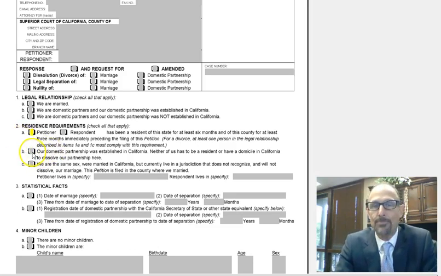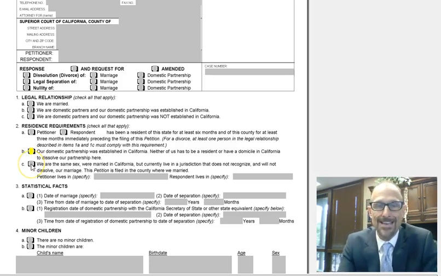Okay, so then B doesn't require the 3-month time frame. It just says our domestic partnership was established in California. Neither of us has been a resident or has a domicile in California to dissolve our partnership here, but you still want to dissolve it here.